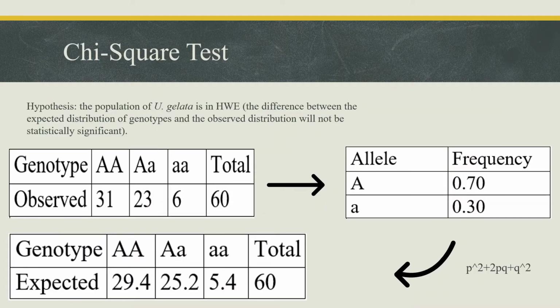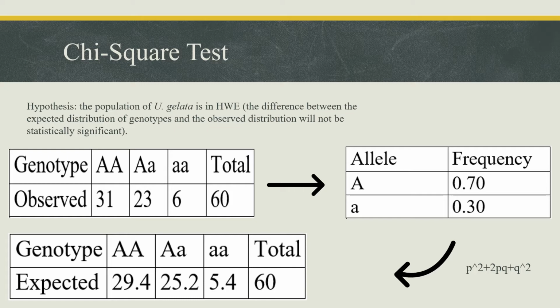We must use chi-square analysis to test our hypothesis, which is that the population is in HWE. We have 31 pineapple, 23 lemon, and 6 orange bears, and from this we can derive that the frequency of big A is 70% and that of little a is 30%.